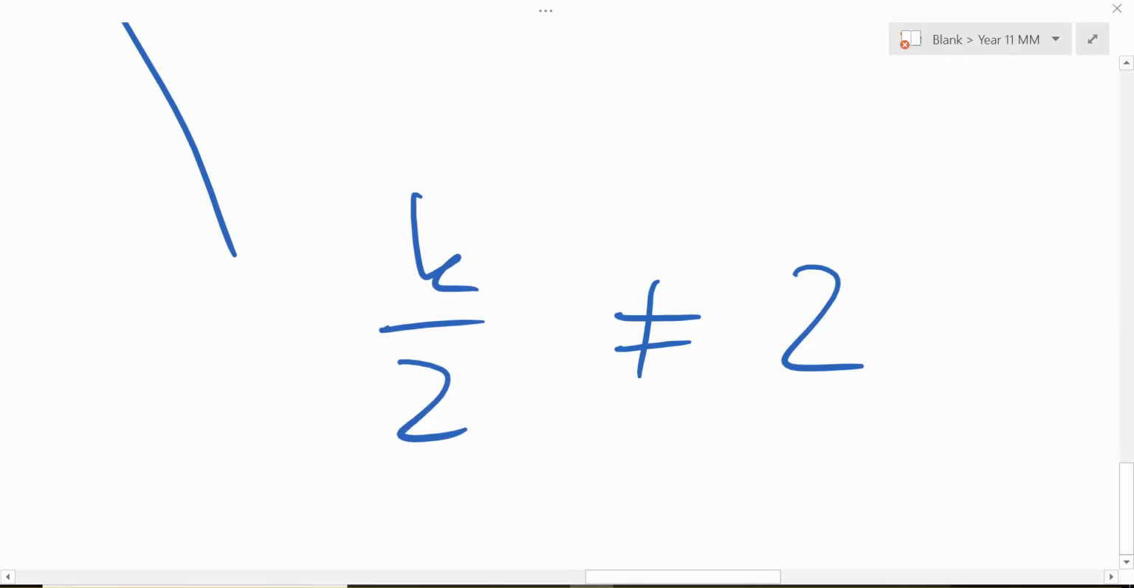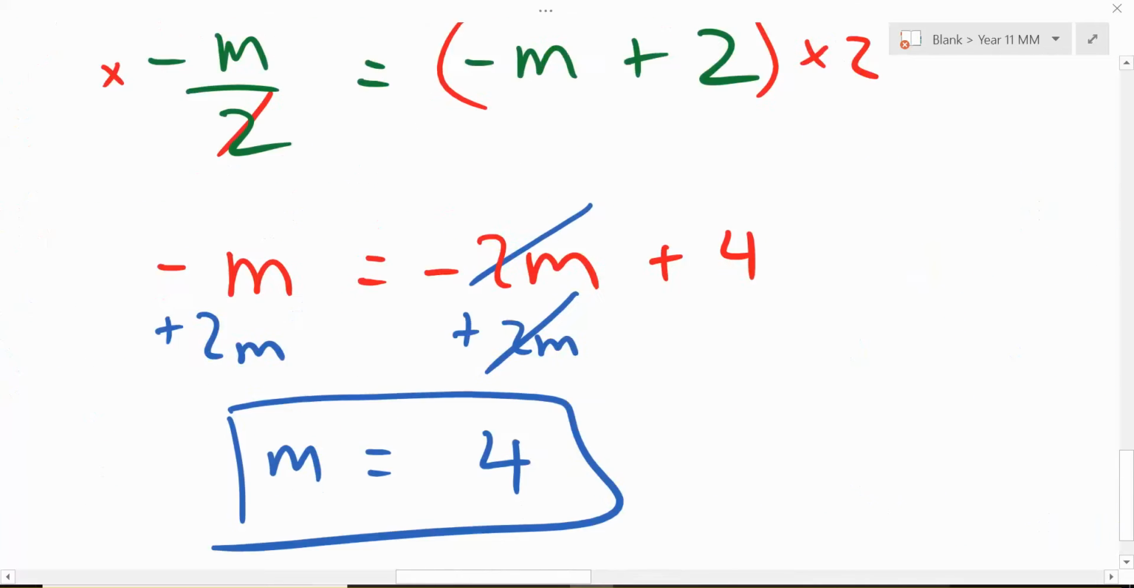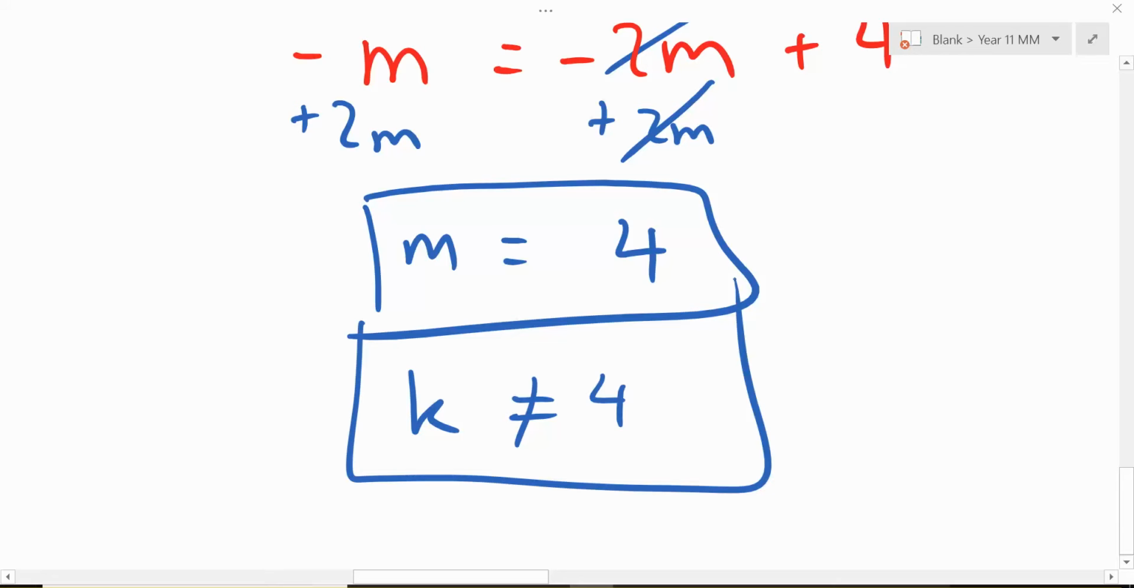4. Because 4 divided by 2, see k cannot be 4. Because if k equals 4, 4 divided by 2 gives you 2. So to answer the question appropriately, you have to say m equals 4, k cannot equal 4. And that's for the first part. See what I've been doing?